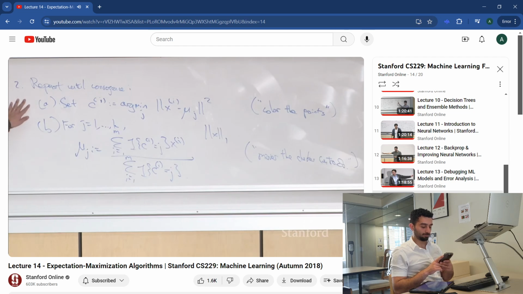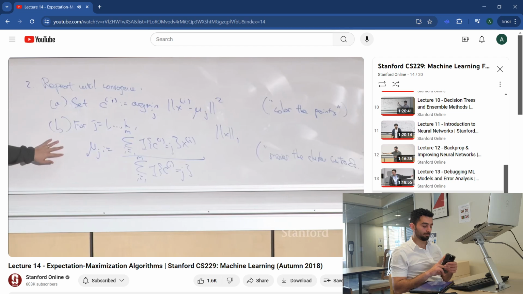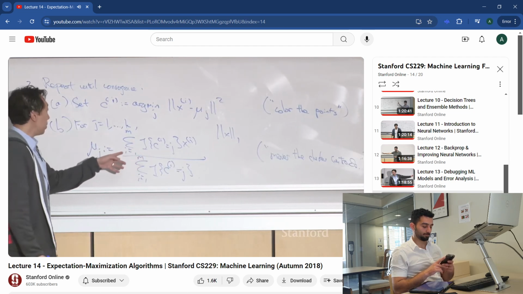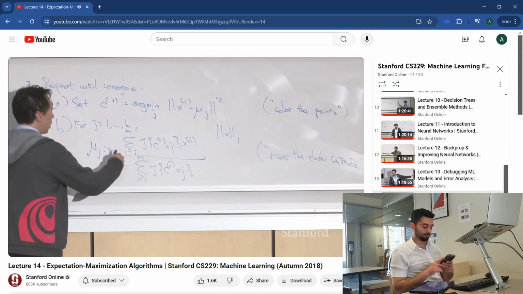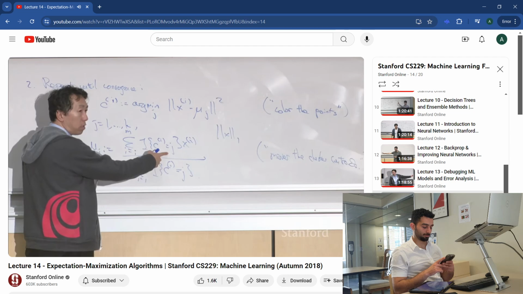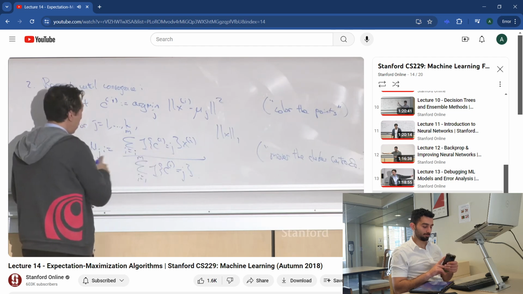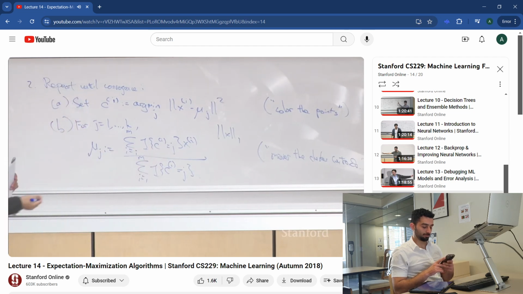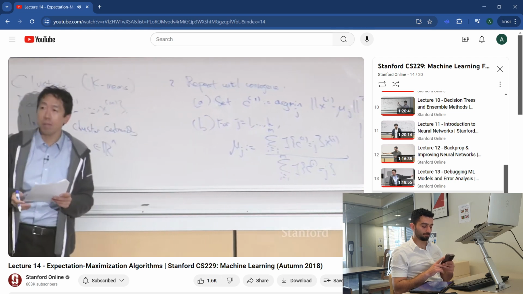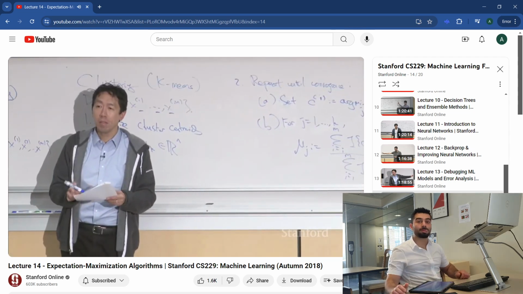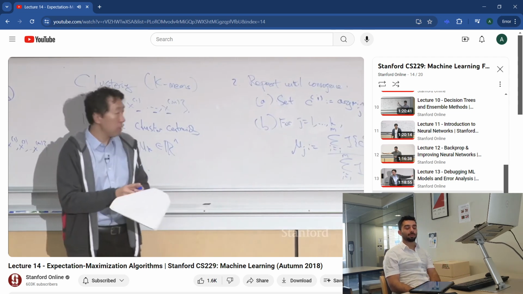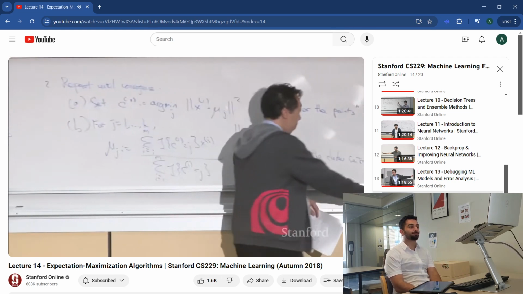All right. So let's color the dots. Paint each dot either red or blue. And then for this, sum through your examples and take all the examples assigned to a certain cluster, right? Assigned to cluster j, and set mu j to be the average of all the points assigned to that cluster j. Okay, so we got how it works.